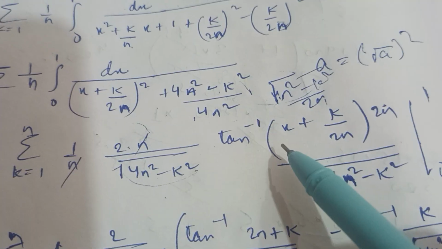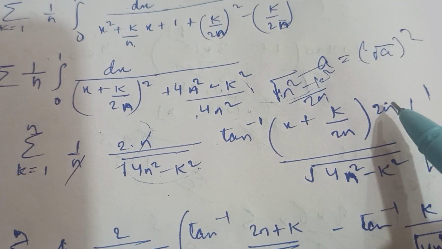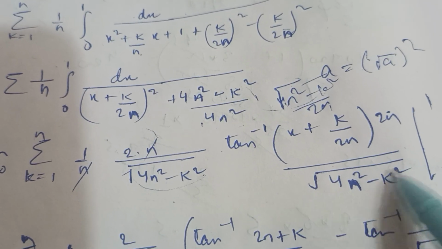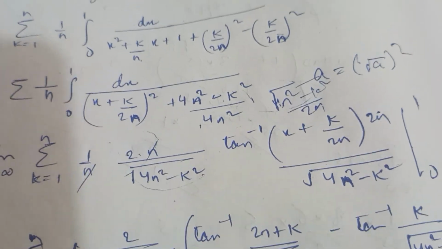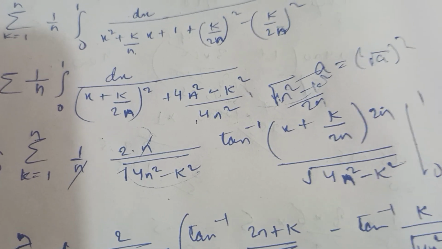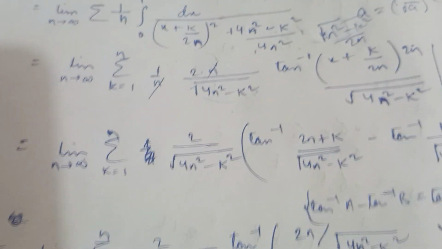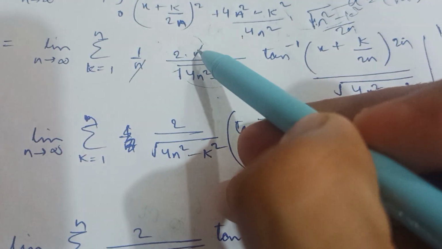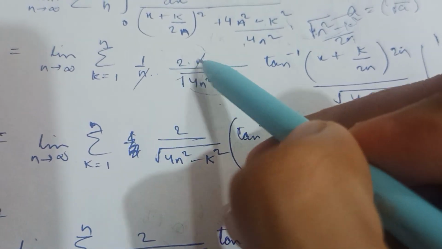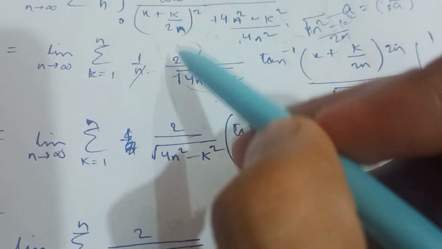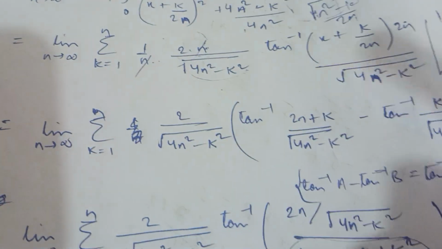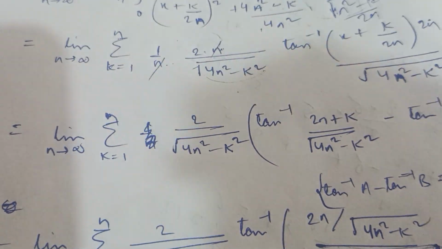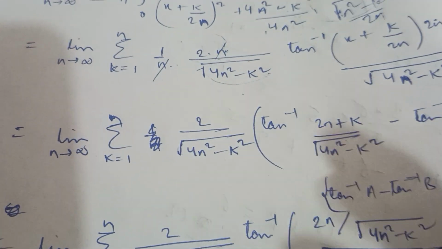So I have written this as tan inverse of x plus k by 2n, and that 2n came from here, upon under root of 4n square minus k square, and then I am putting the limits 0 to 1. Now again, if you move forward, you can see that this n cancels out. So from here I got the idea of taking the n common, so now you can understand it. Of course this does not come in a single go, I need to try it multiple times. That's how I get to the method.